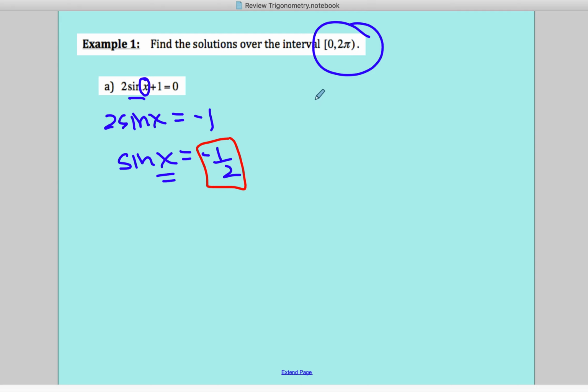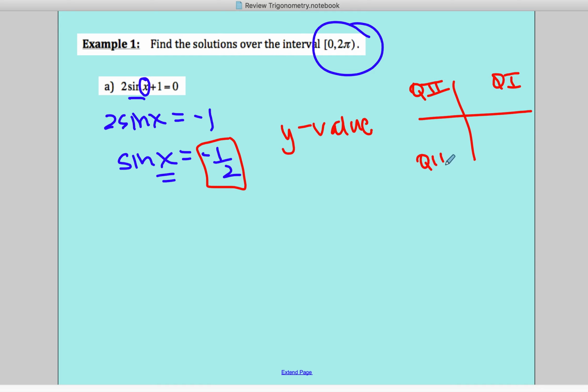First of all, I'd ask myself, is sine an x or a y value? Sine is our y value. And where are your y values negative on your unit circle? Well, in quadrant 1, they're positive. In quadrant 2, they're positive. In quadrant 3, we are negative. And quadrant 4, there we go, we're negative. So we're looking in these two quadrants for a y value of -1/2.